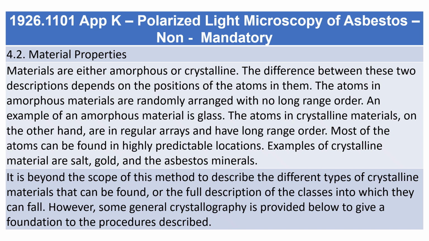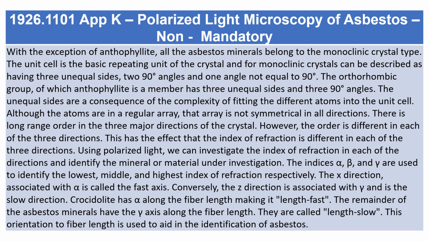It is beyond the scope of this method to describe the different types of crystalline materials that can be found, or the full description of the classes into which they can fall. However, some general crystallography is provided below to give a foundation to the procedures described. With the exception of anthophyllite, all the asbestos minerals belong to the monoclinic crystal type. The unit cell is the basic repeating unit of the crystal, and for monoclinic crystals can be described as having 3 unequal sides, 2 90° angles and 1 angle not equal to 90 degrees. The orthorhombic group, of which anthophyllite is a member, has 3 unequal sides and 3 90° angles.